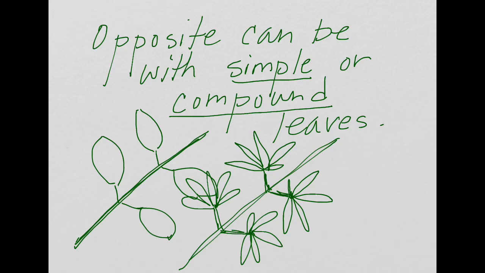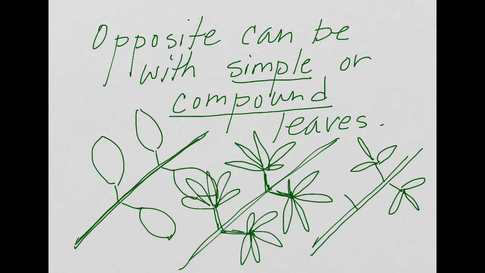You can have also pinnately compound or trifoliate. An example of a trifoliate leaf would be your winter jasmine, where they're opposite, and then there are 3 leaflets. So the key is how these leaves, the complete leaves, are arranged on the stem.